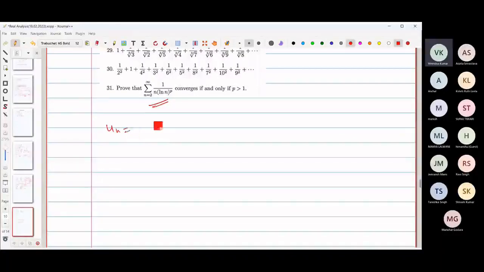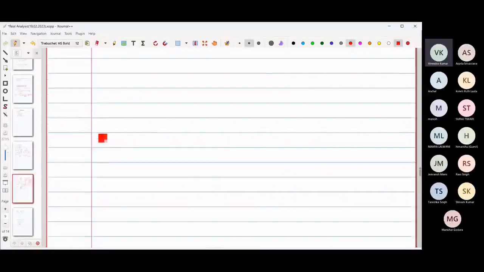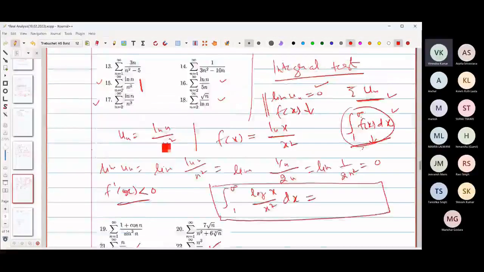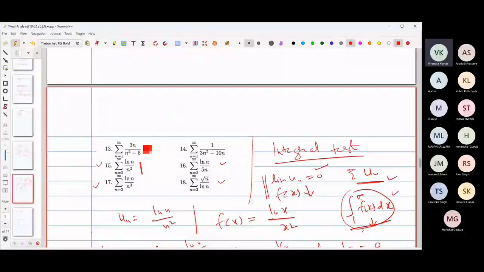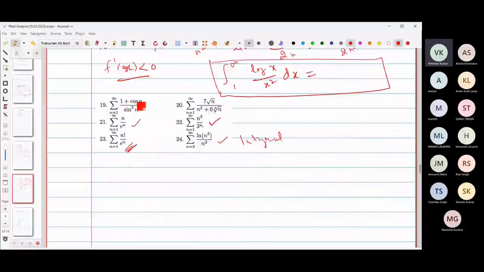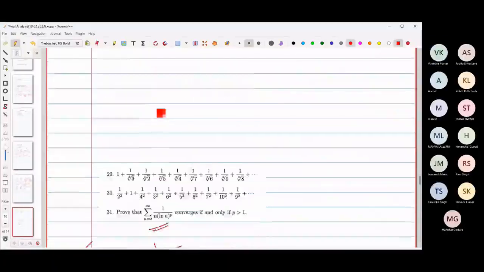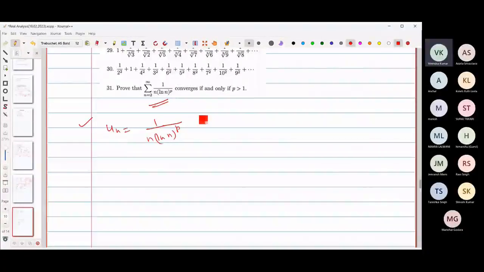So un is what? Here n log n to the power p. And in fact, this question is the general form of the questions we have seen here. No? Here you see log n by n square, log n by pi n, log n by n cube. Okay? So this is the general case of all of these. This is an important question. This is something like a P series. This converges if and only if.